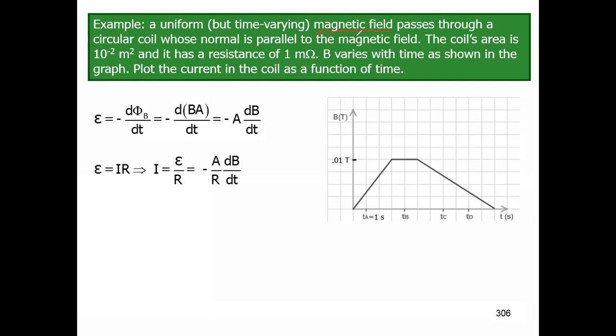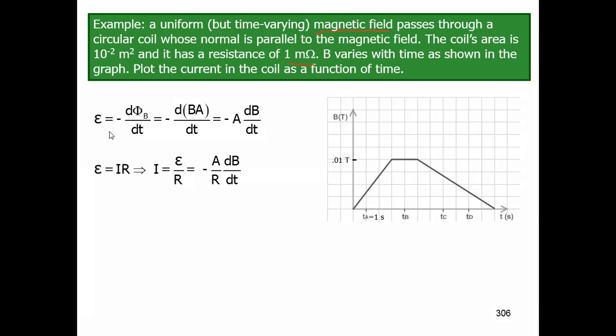Whenever you pass that time varying magnetic field through a circular coil whose normal is parallel to the magnetic field, the coil's area is given and its resistance is 1 milliohm. B varies with time as shown in the graph. As you can see, B increases, then remains constant, then again decreases. You have to plot the current in the coil as a function of time. This question has some importance, that's why we discuss it.